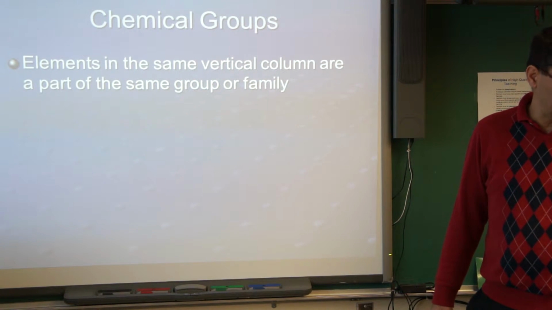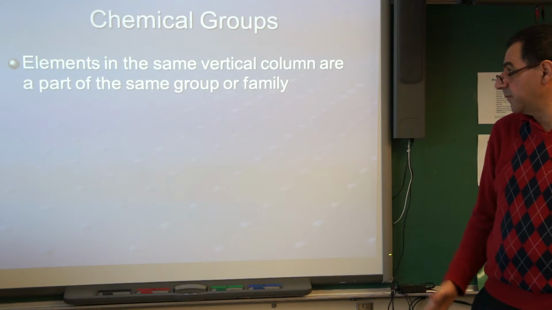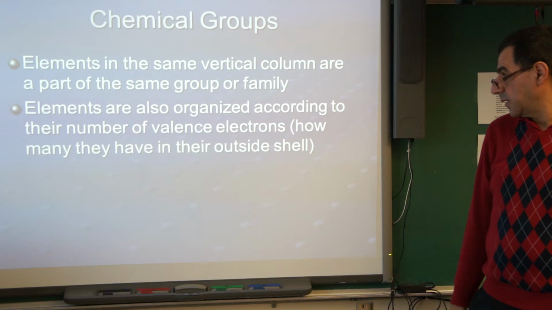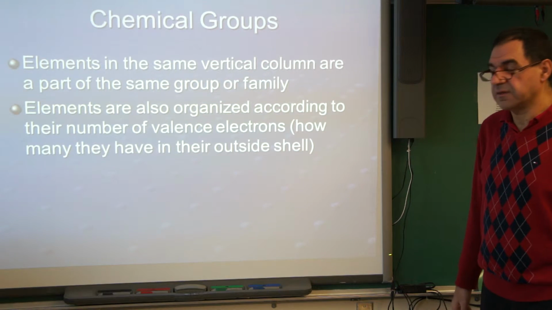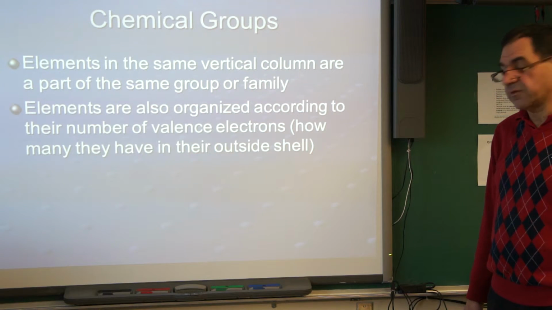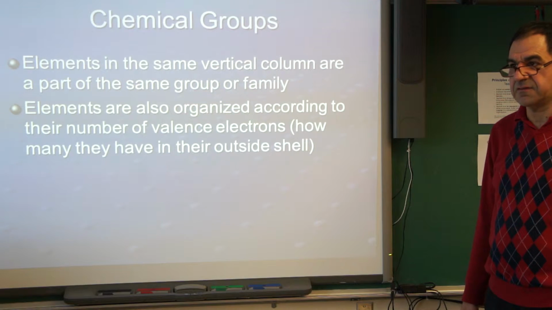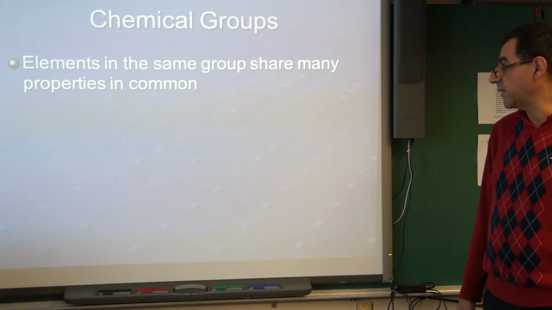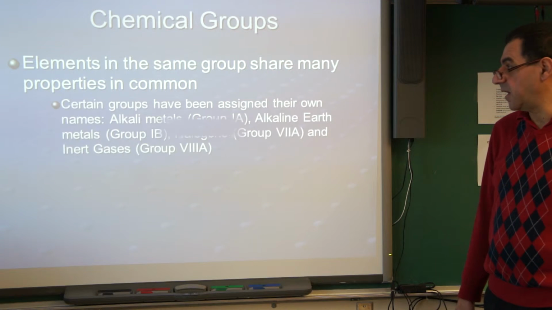Chemical groups are elements in the same vertical column, and they're part of the same group or family. Elements are organized according to the number of valence electrons, in other words, how many electrons exist in the outer shell. Elements in the same group share properties in common.